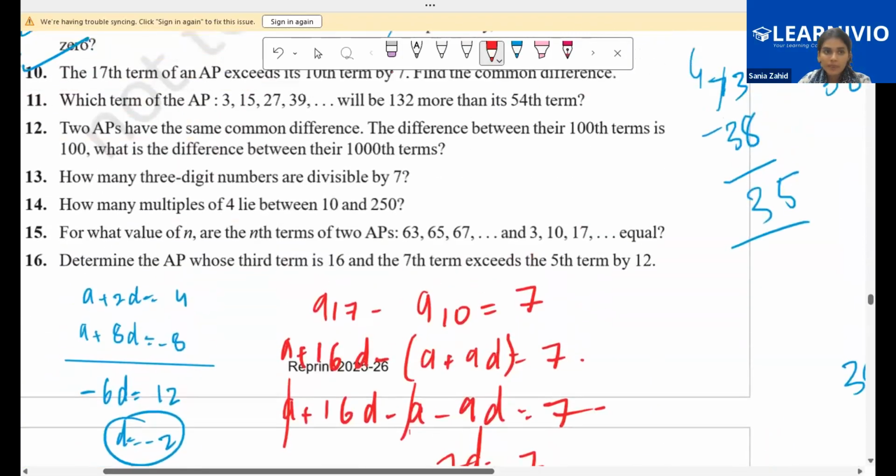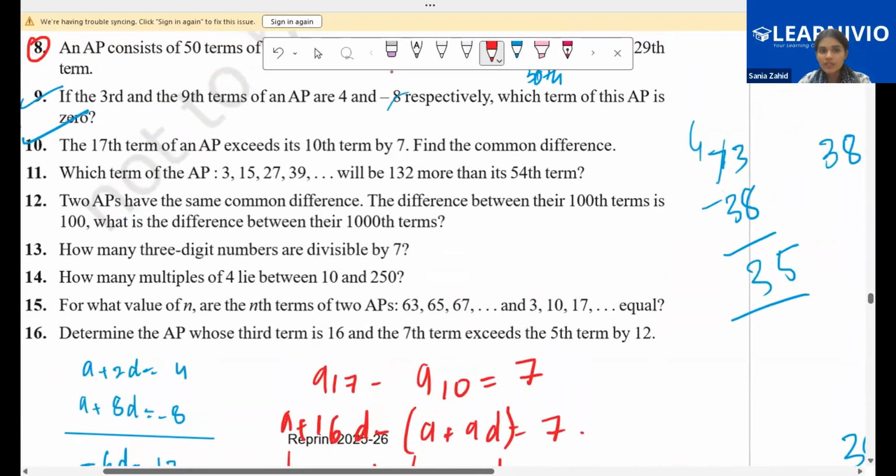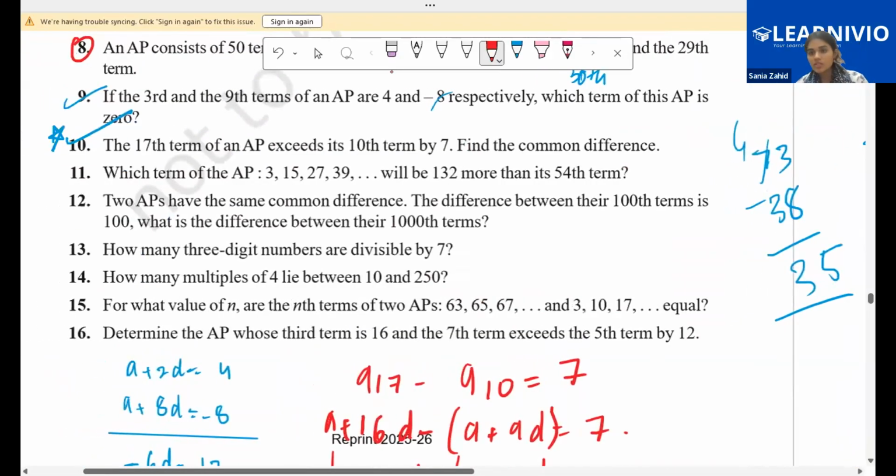Now, next is which term of the AP will be 132 more than its 54th term? Try this one also. You can consider the nth term of the AP to be so and so. It's 132 more than the 54th term, so AN is equal to A54 plus 132. You form this equation and solve.